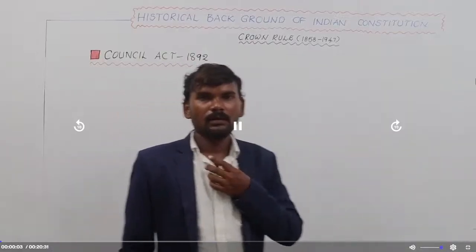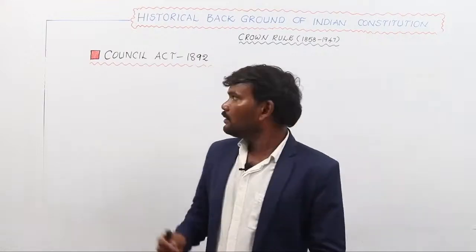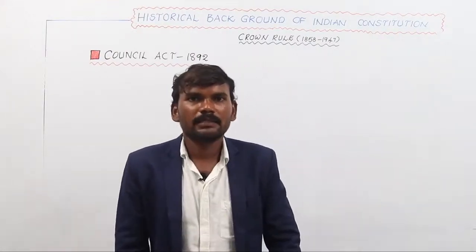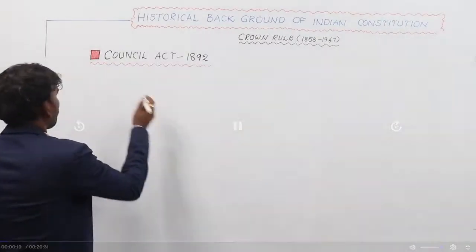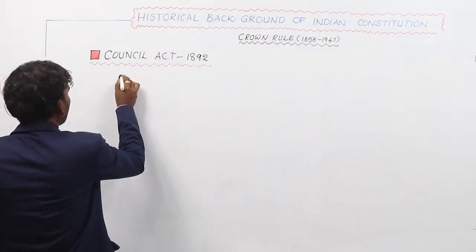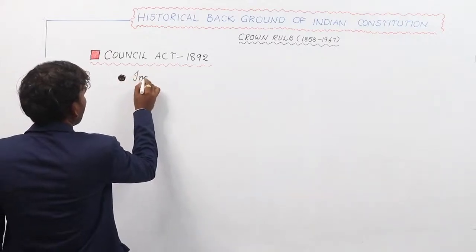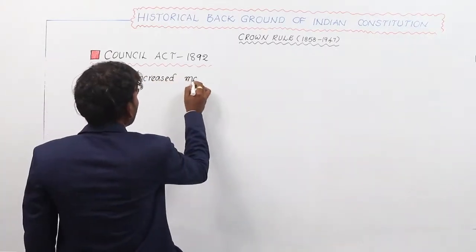Coming to the next one, Indian Council Act 1892. After the 1861 Council Act, this is the second Council Act, the Indian Council Act 1892. The salient features of this act were: it increased the number of members of the Central Legislative Council.